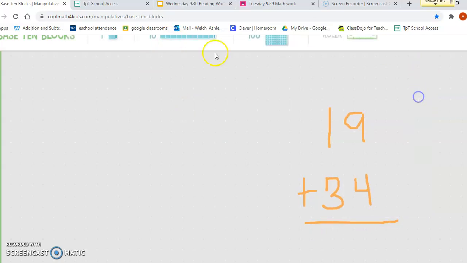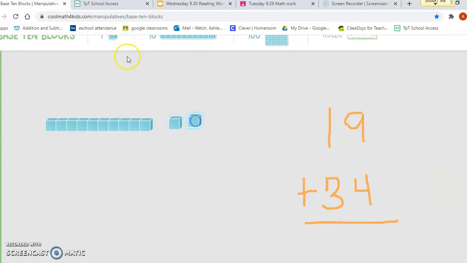So we're going to start over. This time I'm going to use a different color. And how about this time? I'm going to do 19 plus 34. Okay, so I'm going to model that by getting out 19. So I'm going to have 1 ten and 9 ones.